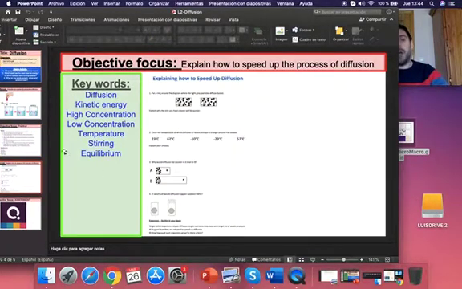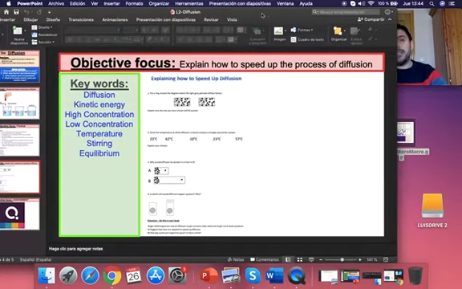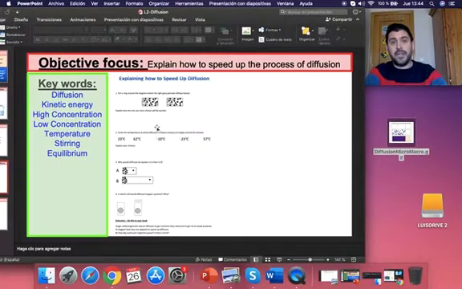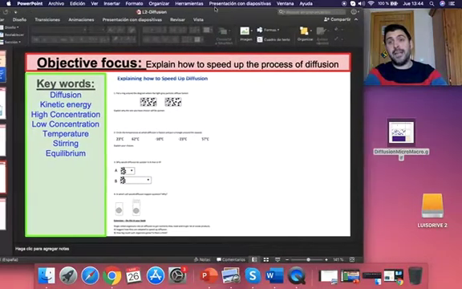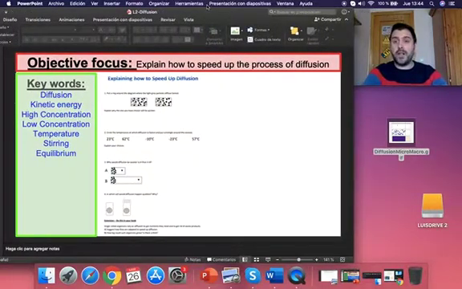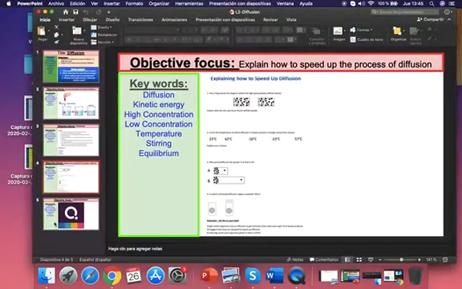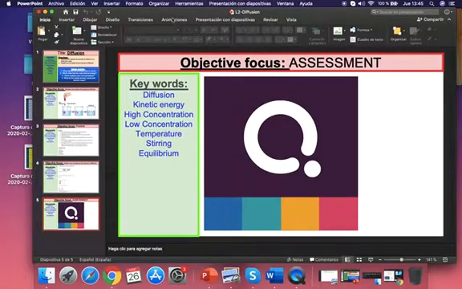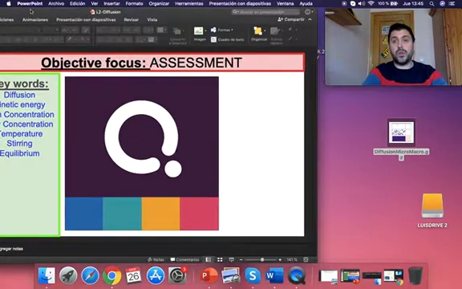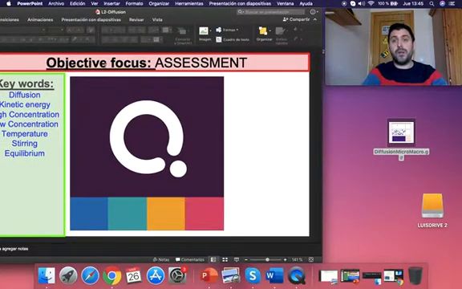And then after that, what I want you to do is complete these activities, explaining how diffusion happens, from where to where, and the factors that increase or decrease the rate of diffusion. Everything is on Google Classroom. Complete all the activities and upload them after you complete them into the right assessment.